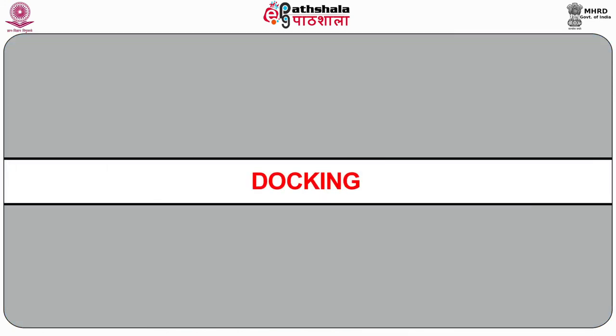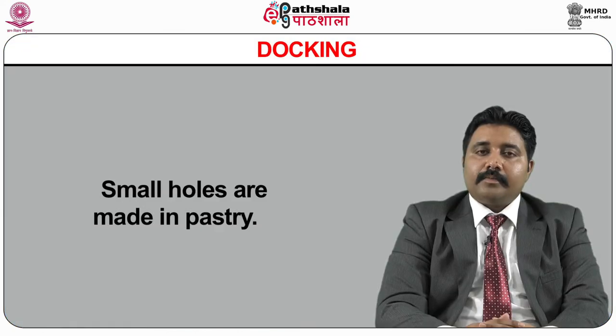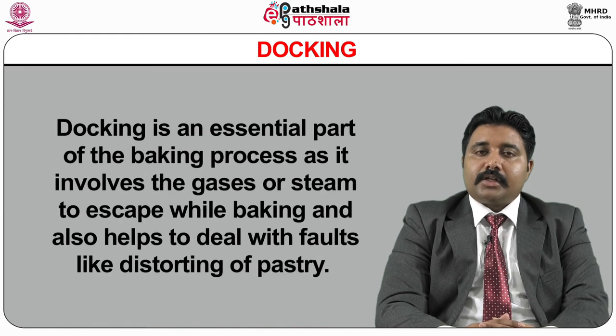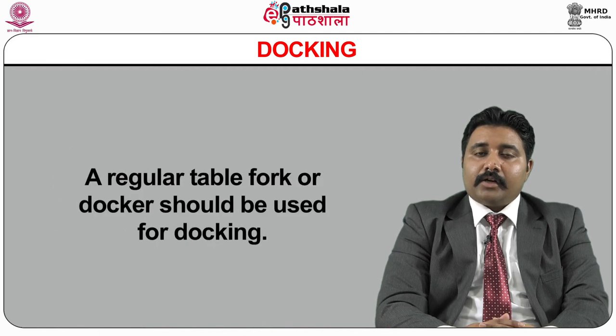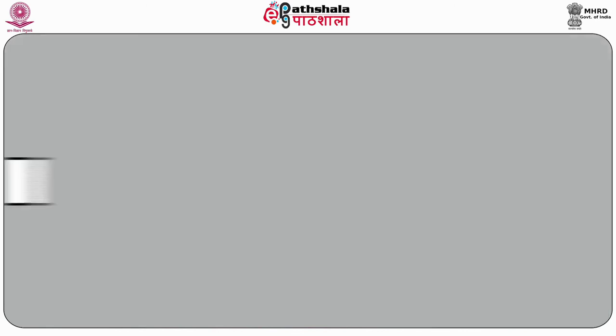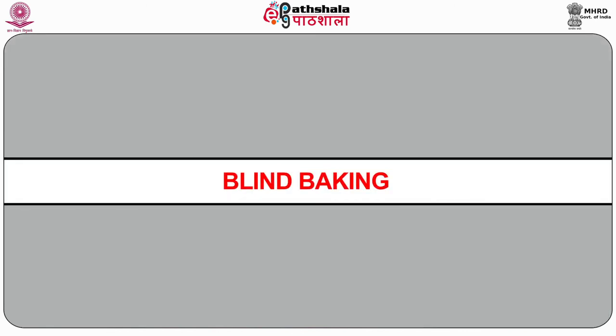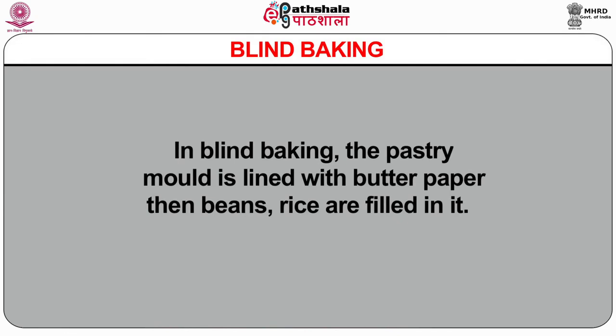Docking. Small holes are made in the pastry. Docking is an essential part of the baking process, as it allows the gases or steam to escape while baking and helps to deal with faults like distorting of the pastry. A regular table fork or docker should be used for docking. Blind baking. In blind baking, the pastry mold is lined with butter paper, then beans or rice are filled in it.